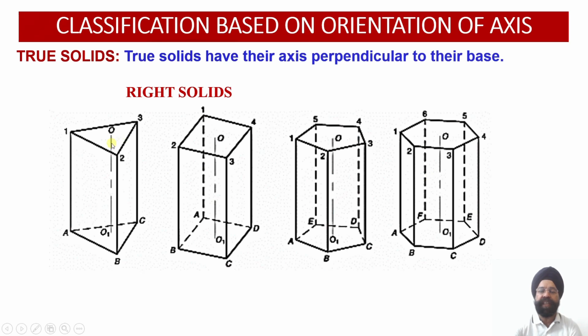Especially in case of prisms, we must see that in case of a true prism or a right prism, the two opposite faces of the prism are joined with the help of rectangles. You can see these are all prisms where there are two equal and similar opposite end faces which are joined with the help of rectangles. So in case of a true solid or right solid, the two end faces of the prism will be joined with the help of rectangles.